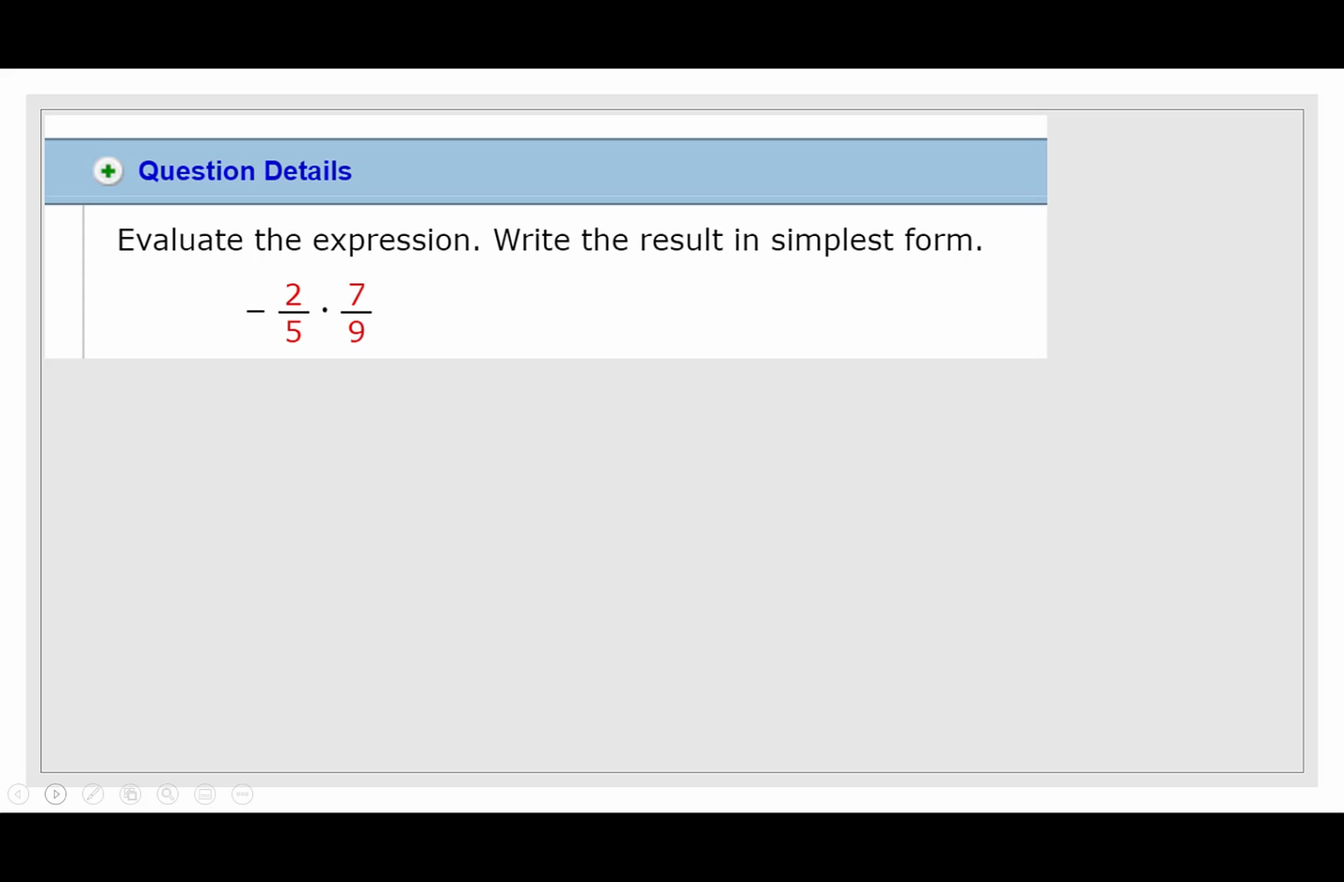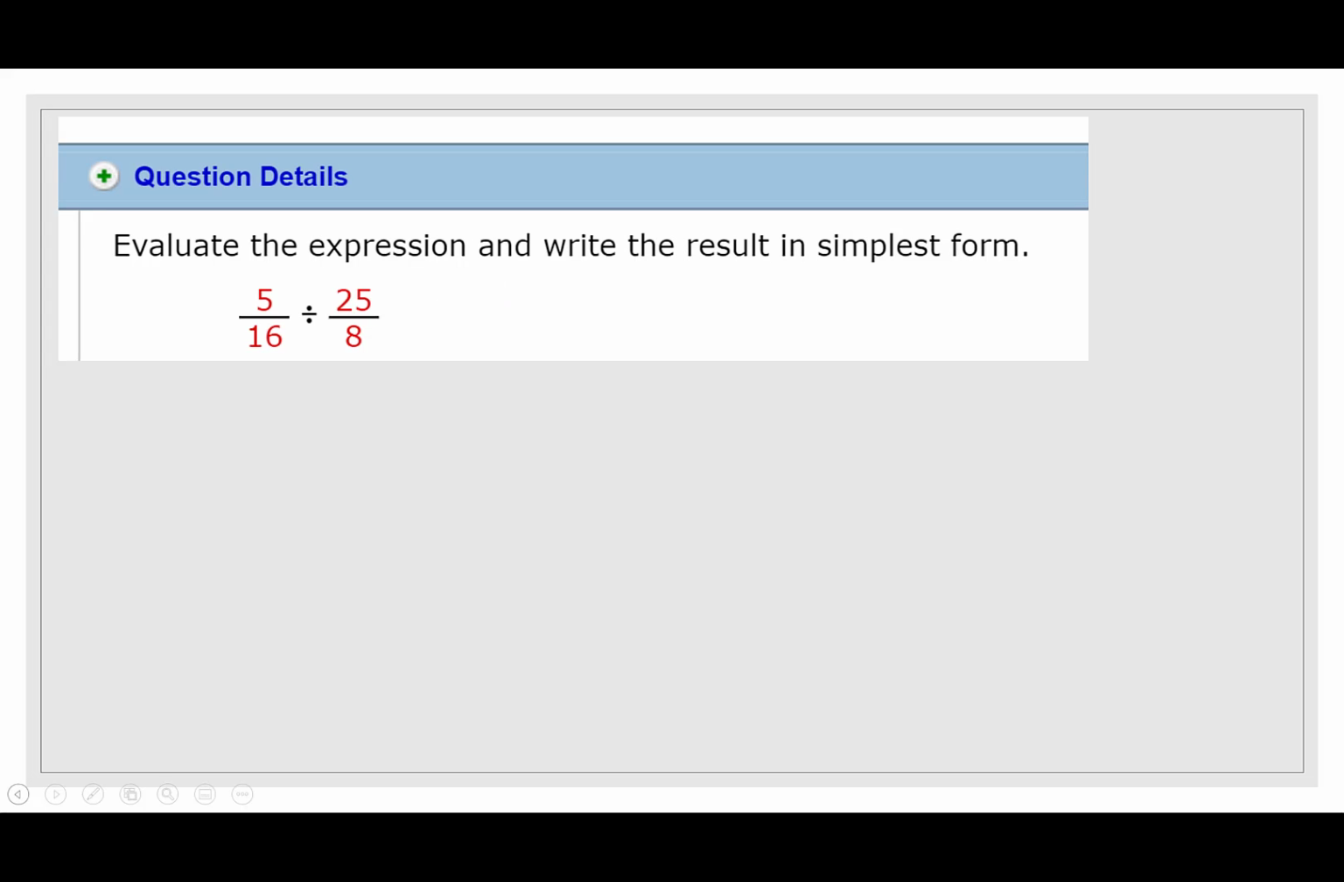Okay, this one says evaluate the expression, write the result in simplest form. This is a multiplying example, and you do not need to have common denominators. We can just multiply the two numerators together, and then multiply the two denominators together, and then simplify if needed. Also, when you see a negative sign in front of a fraction, just let that negative sign tag along with the numerator. And so this will be negative 2 times 7 is negative 14. 5 times 9 is 45. And that cannot be simplified. So that's your final answer.